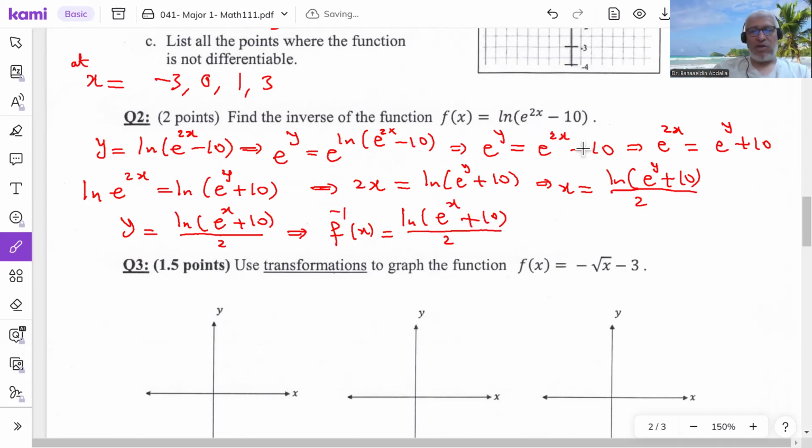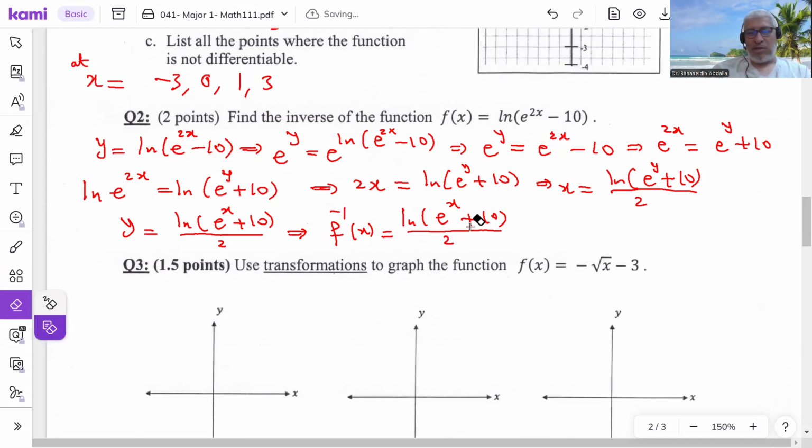And here you can check that your answer is correct. Choose a number for x, and find y, and put the value of y here, and make sure that f inverse will give you the same. I mean, if x goes to y, then f inverse takes y to x.